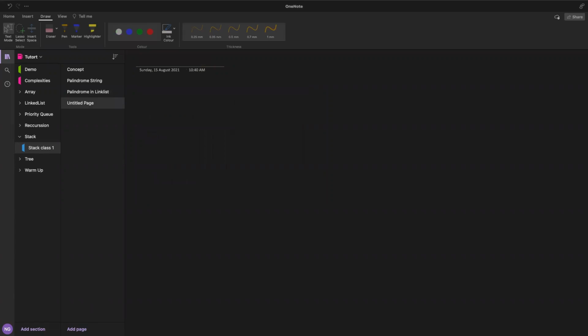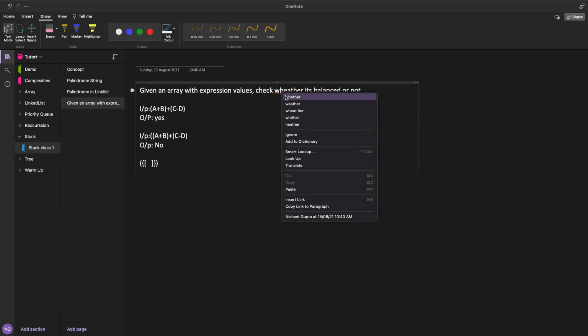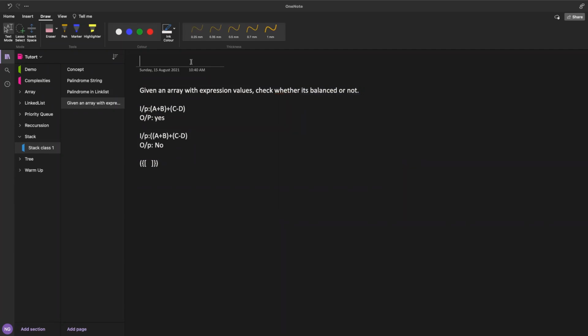Next problem is quite an important one. Suppose you are given an expression and you have to check whether it's a balanced expression or not. So given an expression, check whether it's balanced or not.